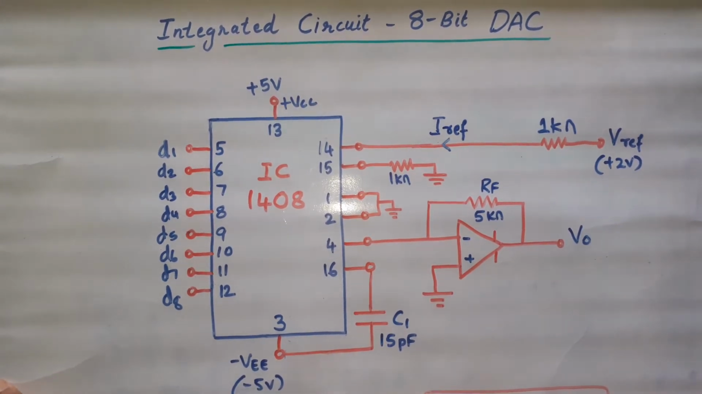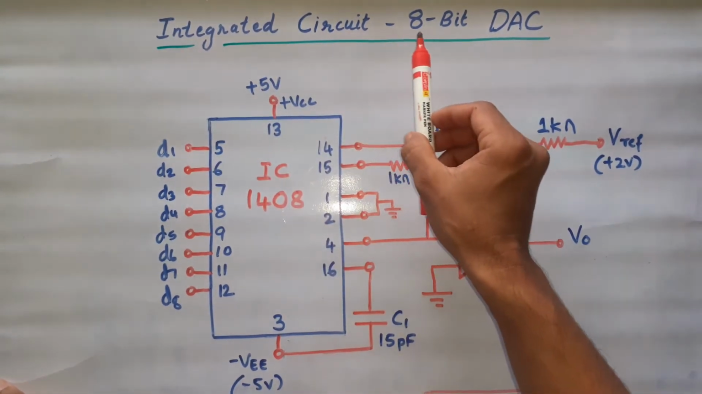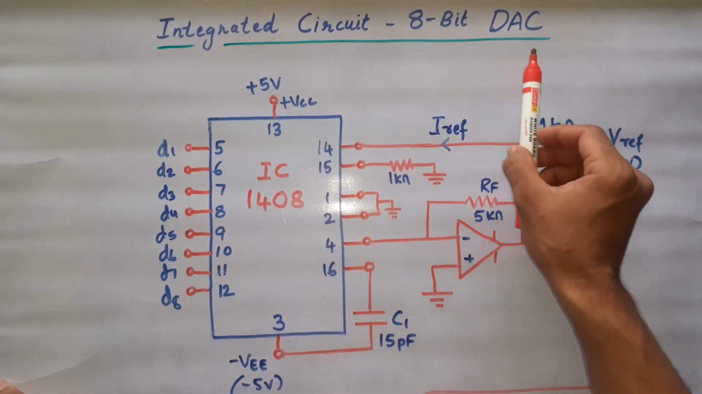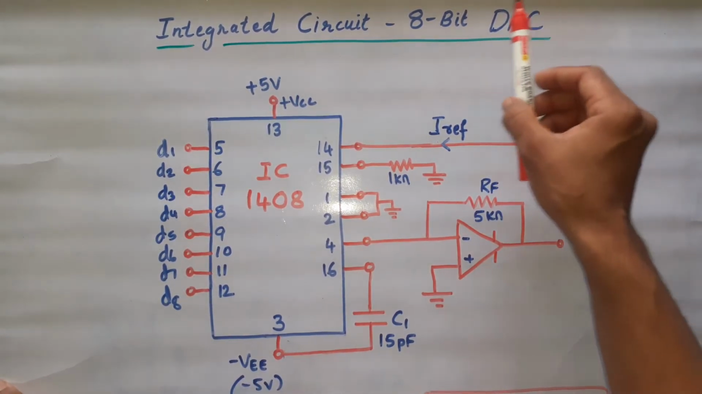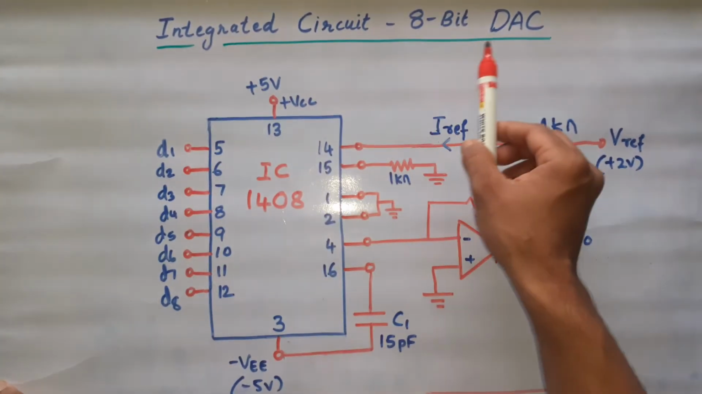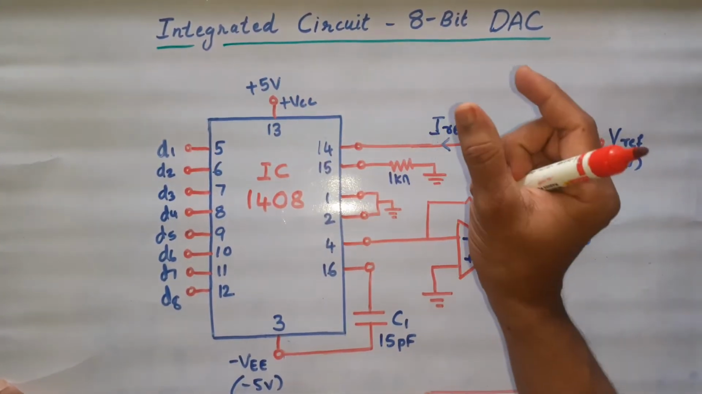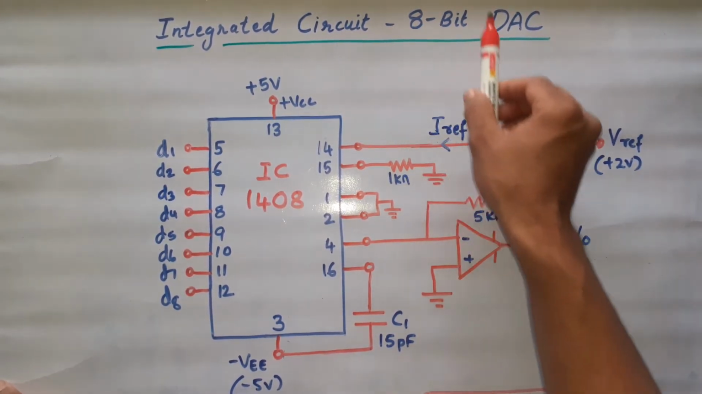Our today's topic is an integrated circuit, which is an 8-bit DAC. DAC means digital to analog converter. This digital to analog converter comes in a packed integrated circuit, means packed IC, one IC. And this particular DAC is of 8-bit.